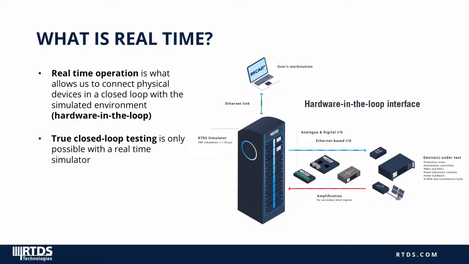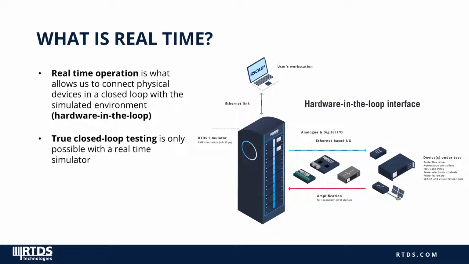The main advantage of running simulations in real time is the ability to connect external hardware to the simulation and test it in a closed loop. That's what we call hardware in the loop testing. And closing the loop means not only observing the response of a protection or control device to an imposed signal, but also interfacing that response back into the simulated network.